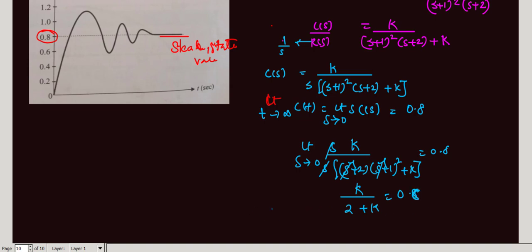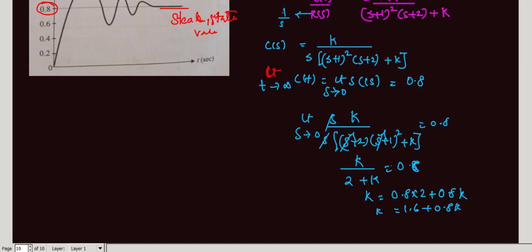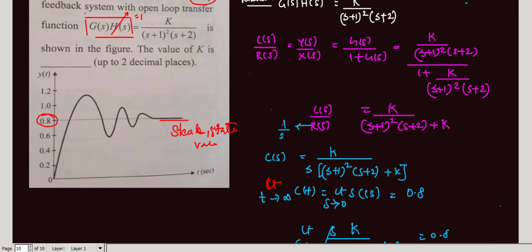So K equals 0.8 into (2 plus K), so 1.6 plus 0.8 K, that gives 0.2 K equal to 1.6, so K equals 8. So this is one method.